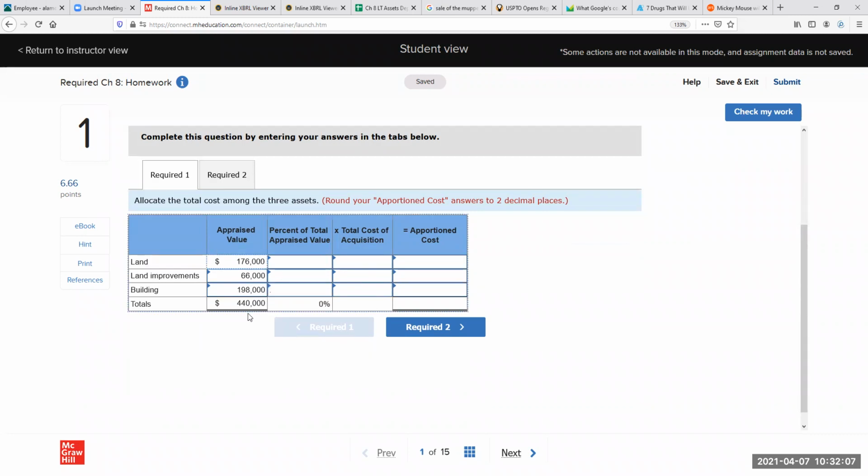So what percentage is 176 of 440? 66 of 440, 198 of 440. So do your math. 176 divided by 440, so that's 40%. 66 divided by 440 is 15%. So this will have to be 45% to add up to 100.